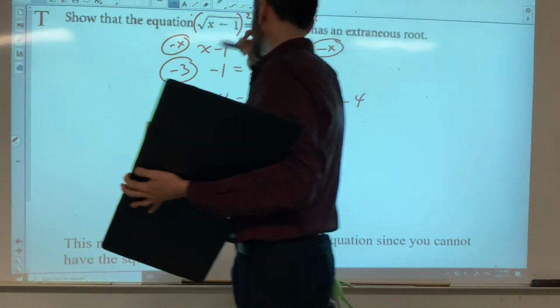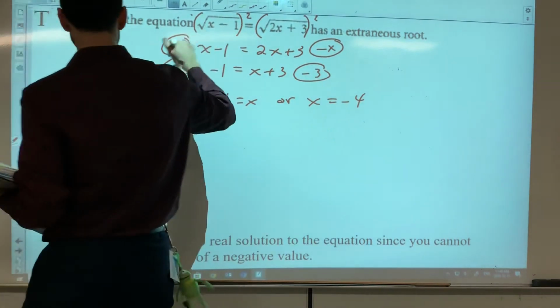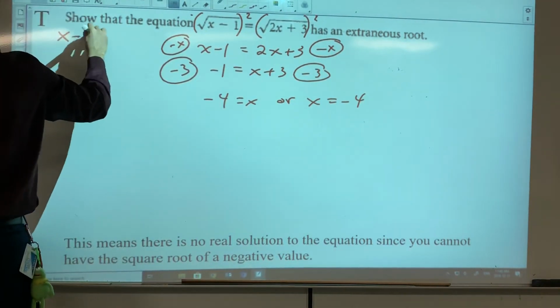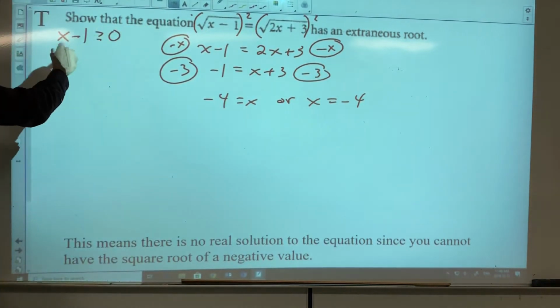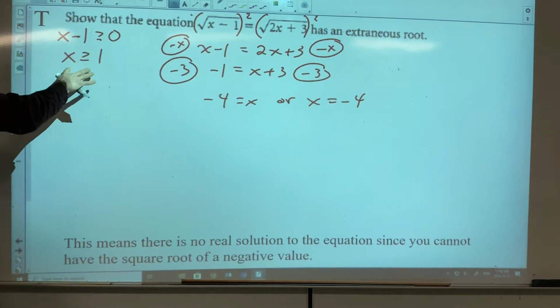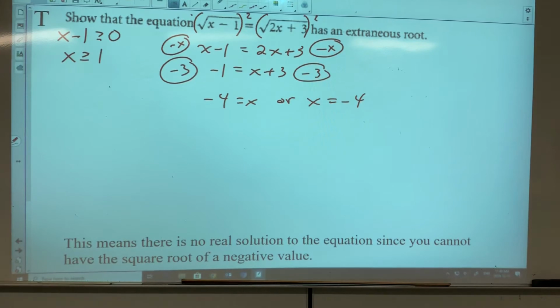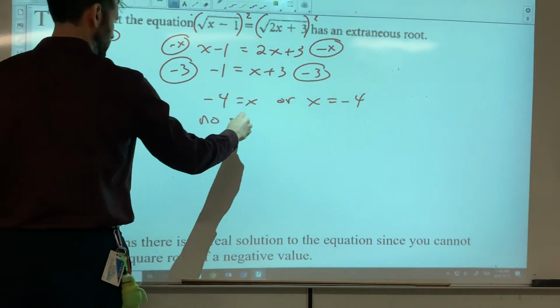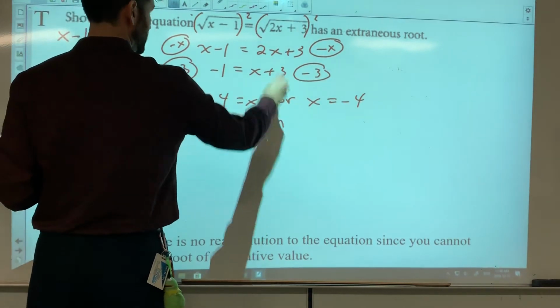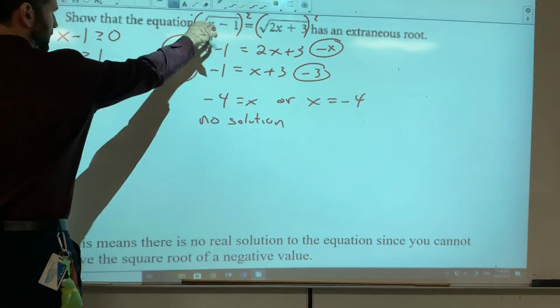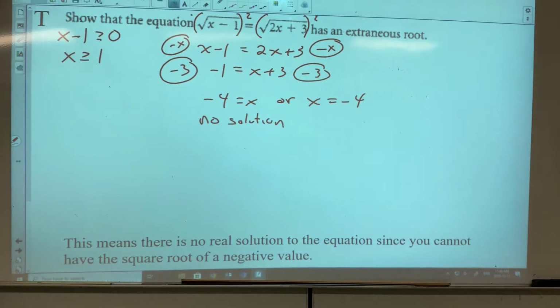Okay, so 2 options. Plug it in and show that it doesn't work. Or maybe you could show that it doesn't satisfy one of the permissible values. So this one needs to be greater than or equal to 1. So would negative 4 work in there? Nope. So no solution. You don't even need to check the other one. You need to show, well, I can't plug negative 4 in on that side. I can't have the square root of negative 5. So no solution.